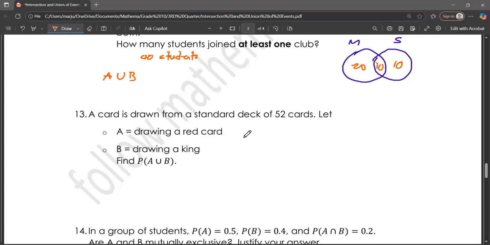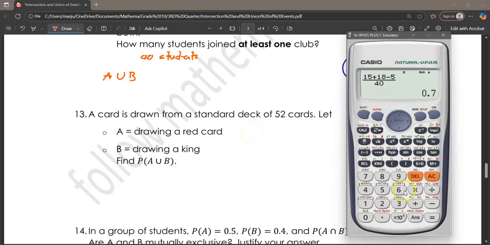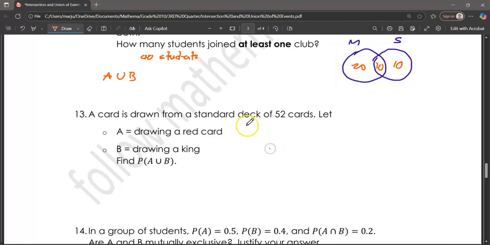Di ba meron tayong apat na suit and then black or red. So ilang red ba meron doon? Ilang red card, di ba? If I'm not mistaken, di ba 52 lang yan lahat-lahat? So that's 13. So meron tayong 13.